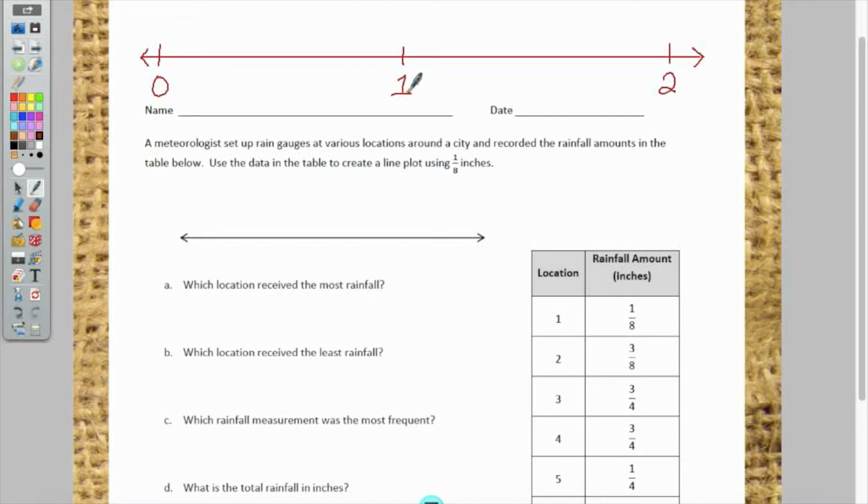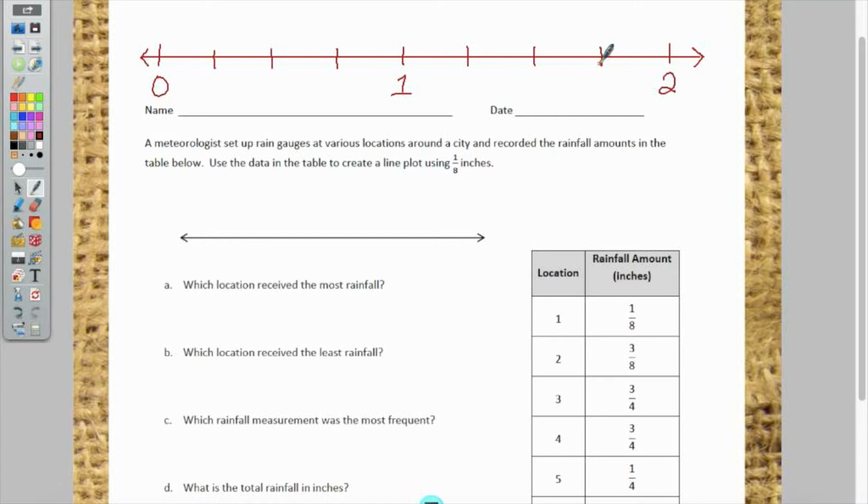Okay, and then it says create a line plot using 1/8 inches. But there's a problem with 1/8 because I have fourths on here too. So I have an idea. You see what you think of it. What if we would mark fourths and then in between each of those put a little tick mark? That would be our eighths. Okay? So I want you to mark fourths. So that's just 3 tick marks. And make them not too large, but larger than a tiny one.